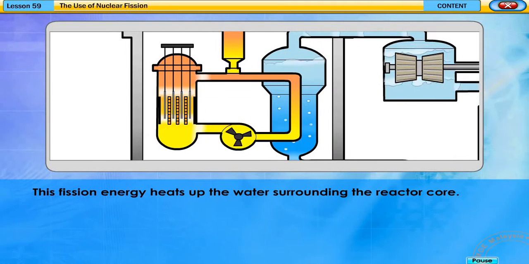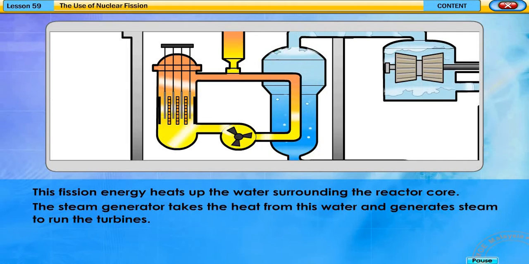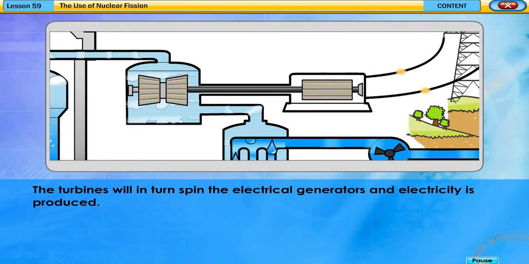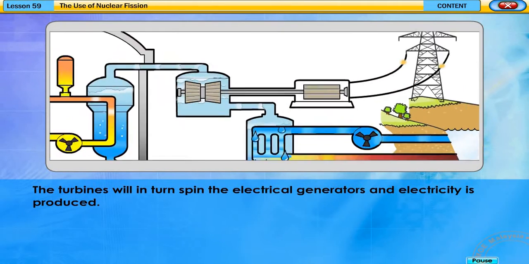This fission energy heats up the water surrounding the reactor core. The steam generator takes the heat from this water and generates steam to run the turbines. The turbines will in turn spin the electrical generators, and electricity is produced.